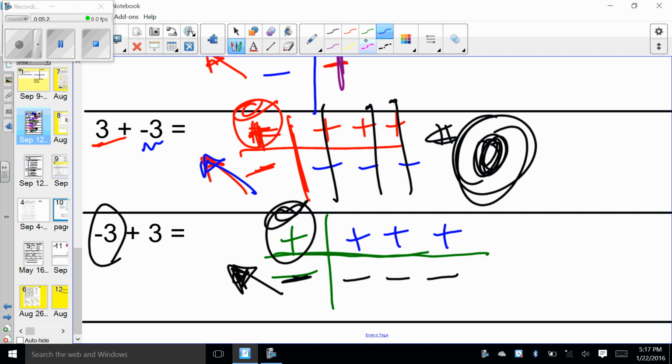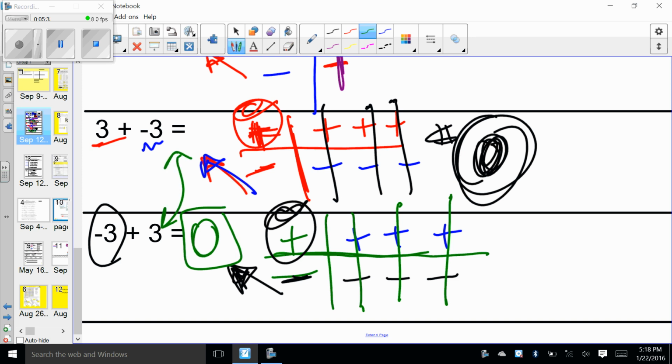And it looks like we have 3 positives, 1, 2, 3. Positive in the bank, negative in the bank, cancels. Positive in the bank, negative in the bank, 0. And you'll notice that these two problems are the same. It's just the commutative property flip. Okay, so that's how we model integers using money.